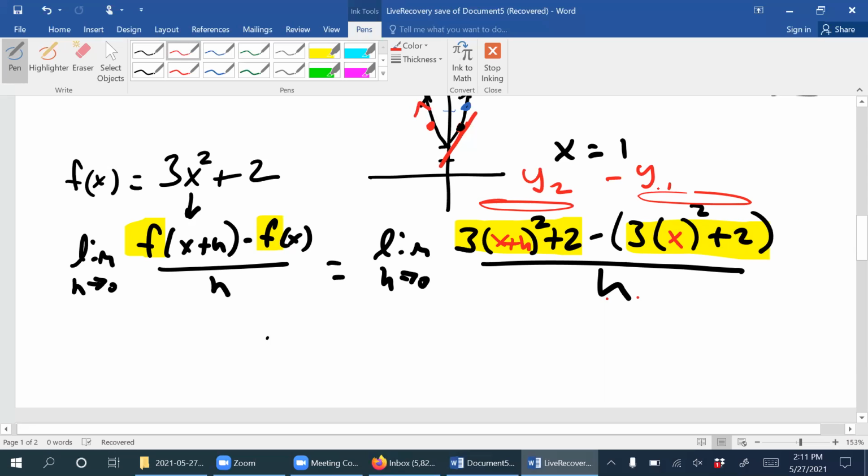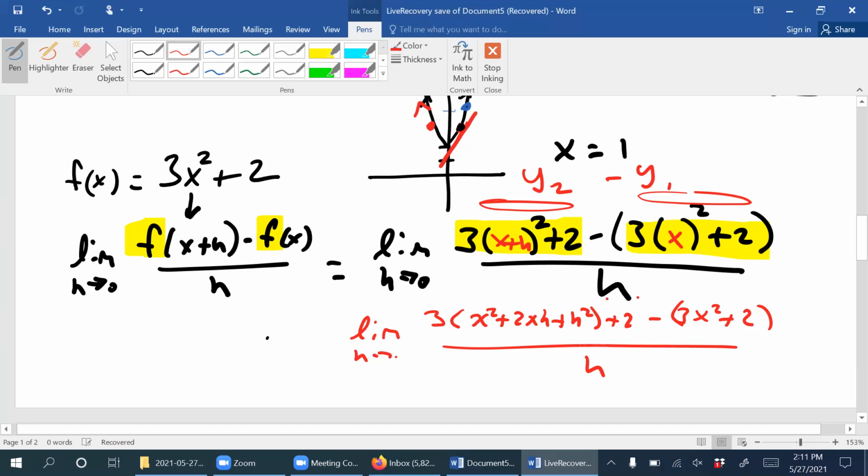Now, what we have to do is practice our Algebra 2 skills. We're going to multiply out 3 times x plus h squared plus 2. So it's going to be 3 times x squared plus 2xh plus h squared, plus 2, minus 3x squared plus 2, all over h.